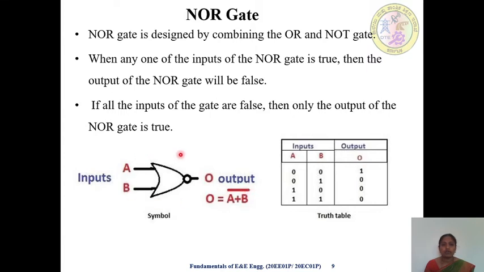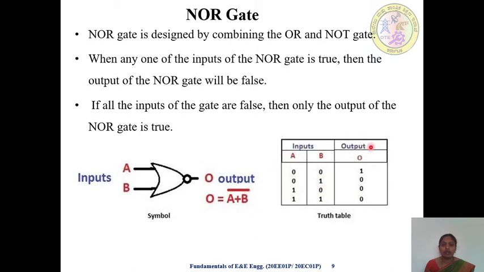It is very easy to remember that this is the symbol of OR gate, and when it is added with the bubble, which is the NOT gate, then the result will be NOR gate. So the NOR gate is the OR gate followed by the NOT gate. So the output is O is equal to A plus B whole bar.